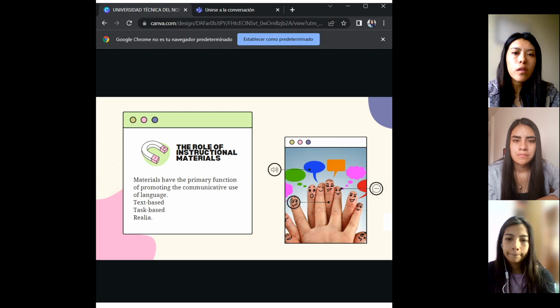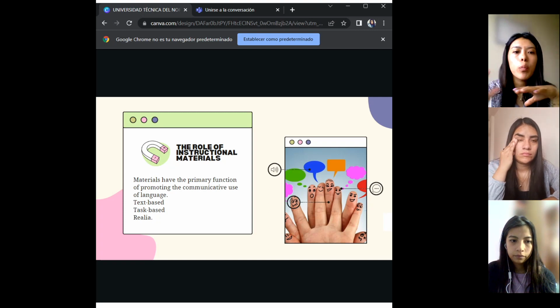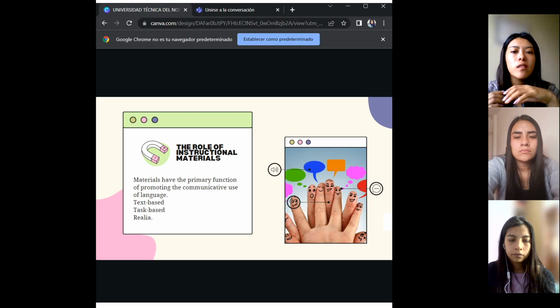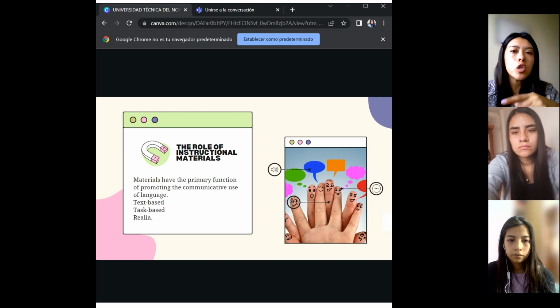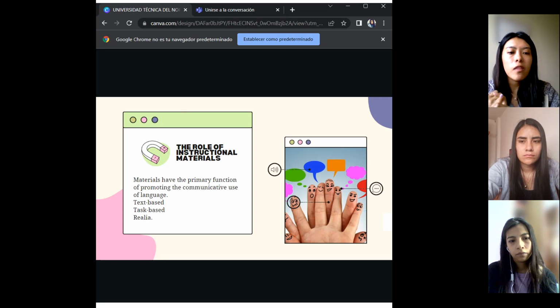Okay, the role of instructional materials. A wide variety of materials have been used to support the communicative approach to language teaching. CLT views materials as a way of influencing the quality of classroom interaction and language use. The primary role of materials is to promote communicative language use. There are 3 kinds of materials currently used in CLT. The first is text-based, the second is task-based, and finally, realia.